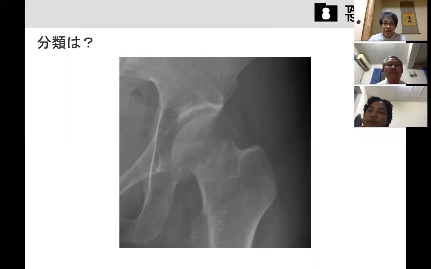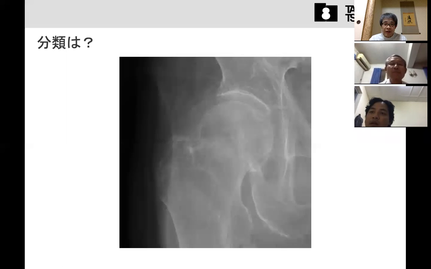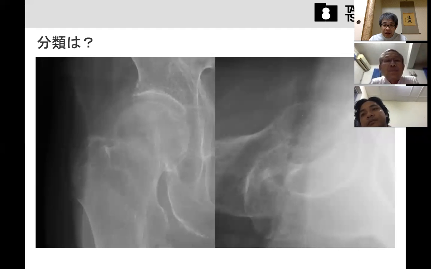So how about this one? The total compression type. It is also difficult to manage because of the lack of volume of the femoral head. There is no space to insert the screw, especially over the screw head. And how about this one? Oh, this one is still Garden stage 2, non-displaced, but in the lateral view, its head is flexed posteriorly. So it is still difficult.